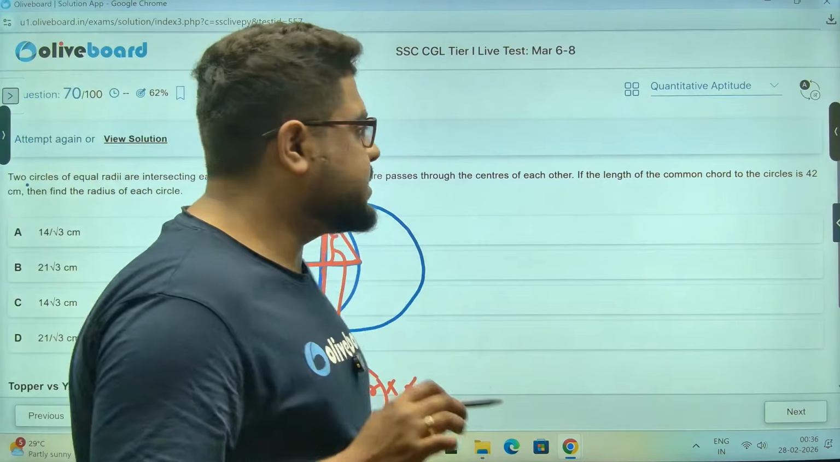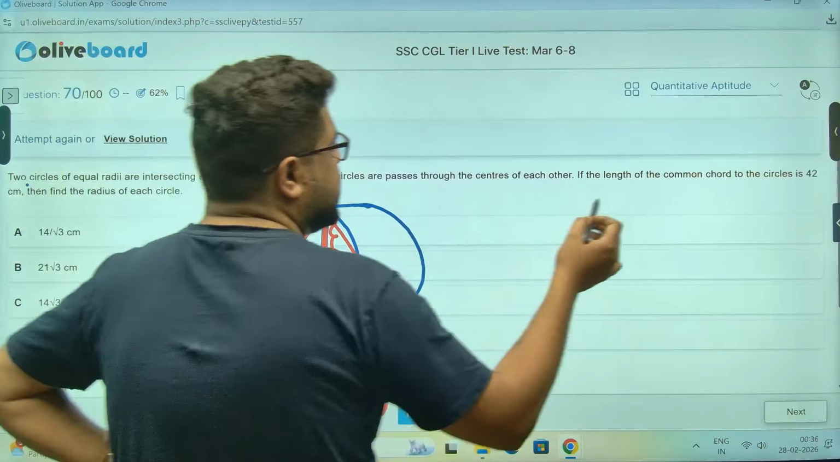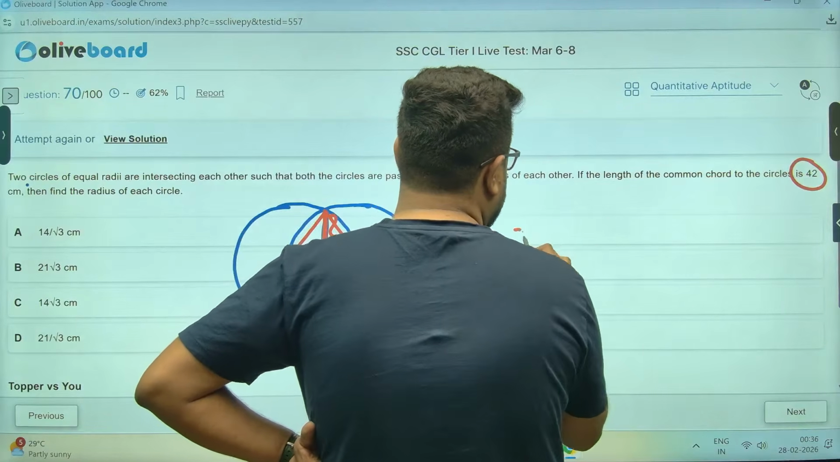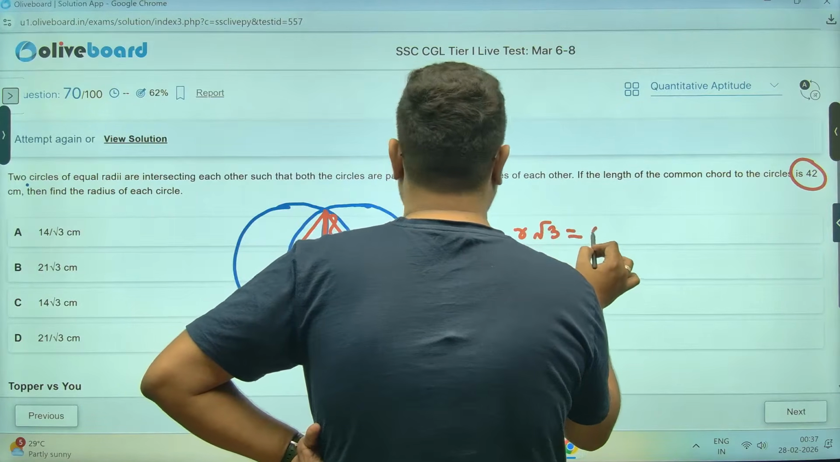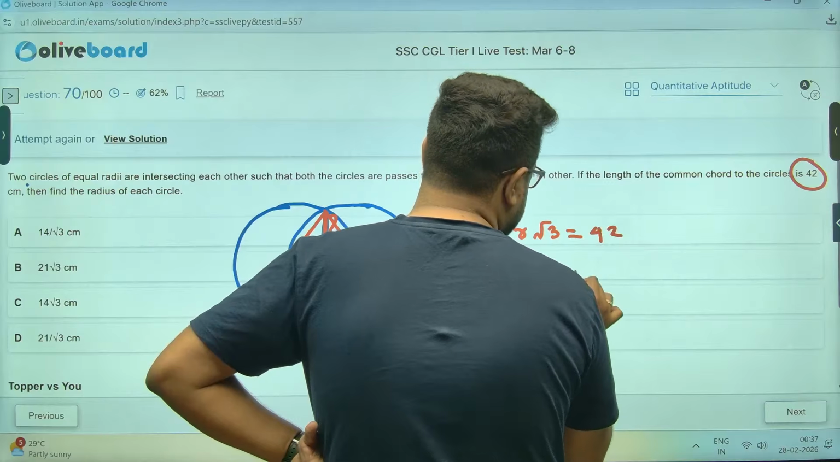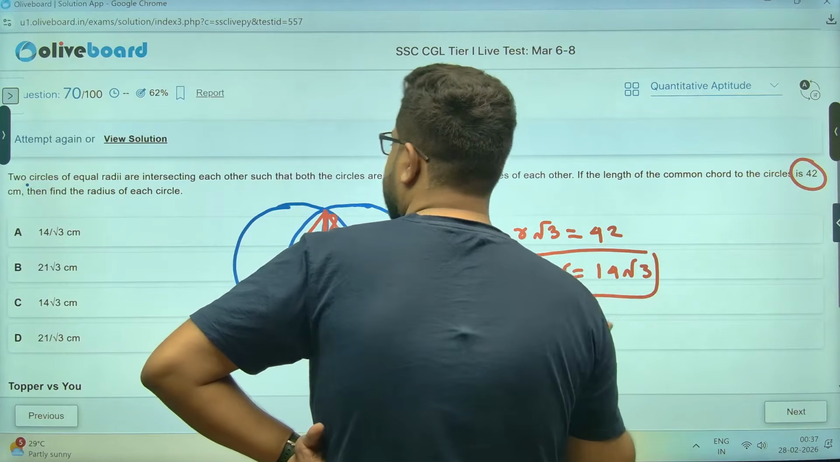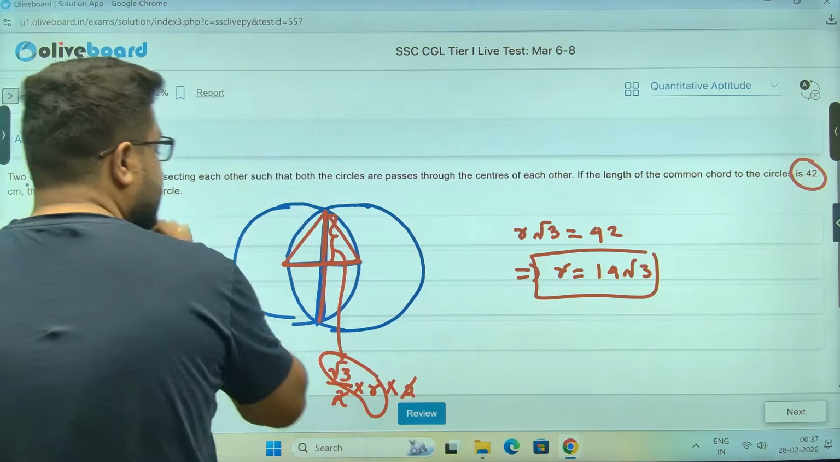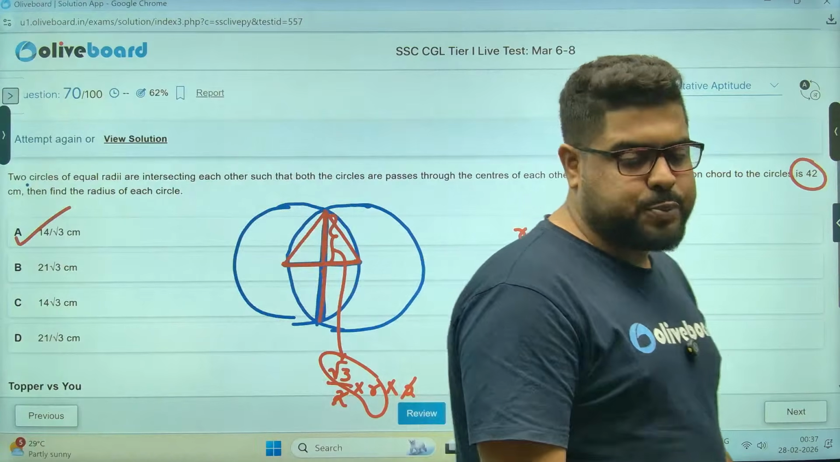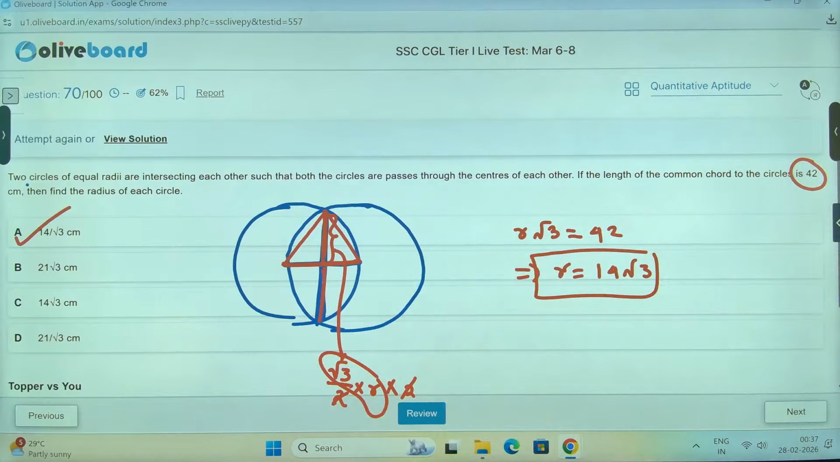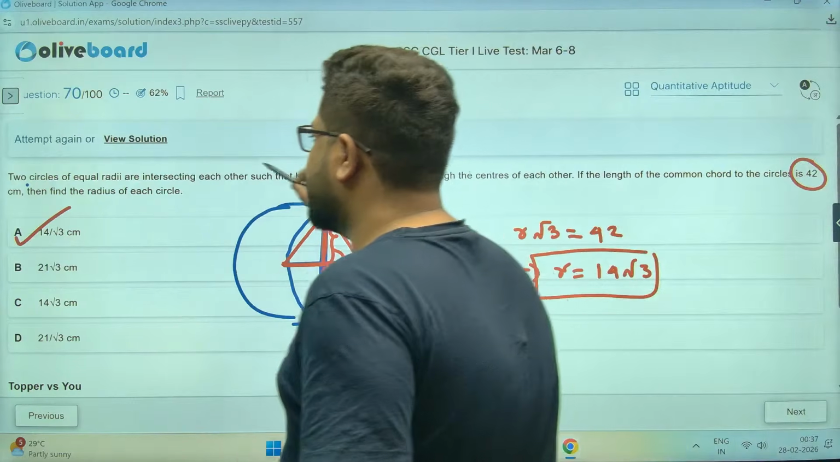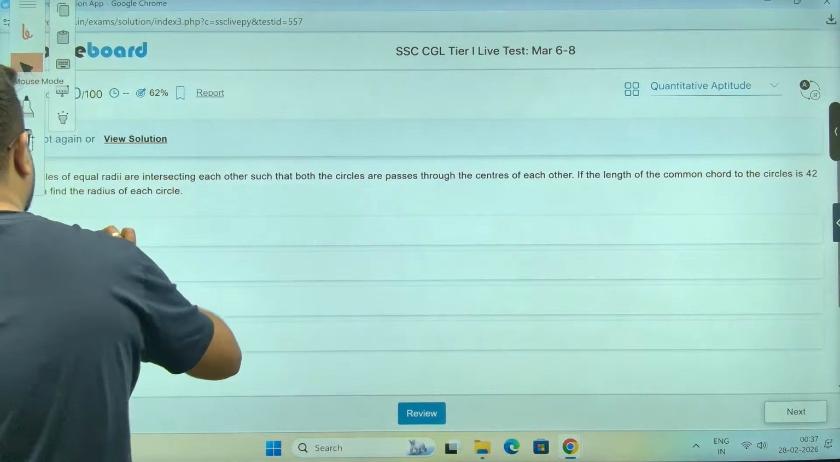You should remember this if you don't know. But again, they have given you length of common chord, meaning R root 3 value, they have given you 42. So R is, sir, 14 root 3. They're asking what? Radius. So that is the answer. Option A, sir. Perfect. Again, I've shown you the proof if you don't know. This is how this works. But again, you should remember this, everyone.